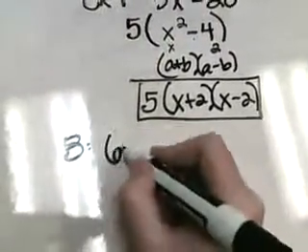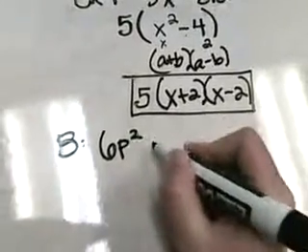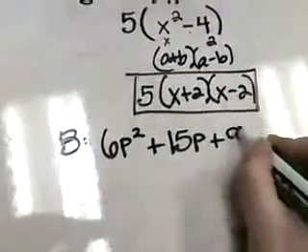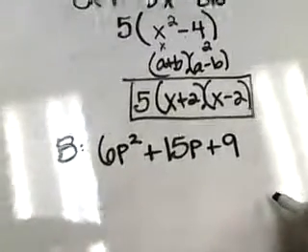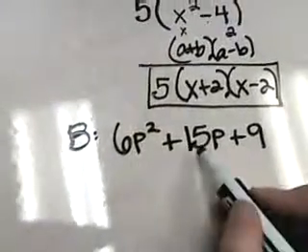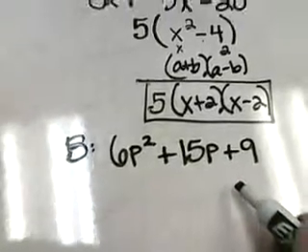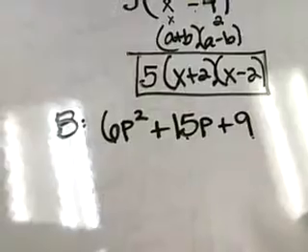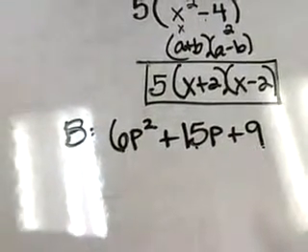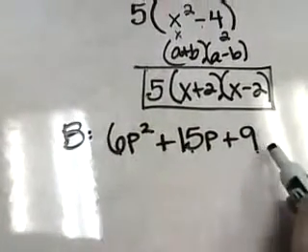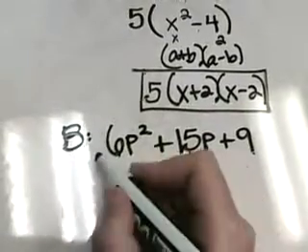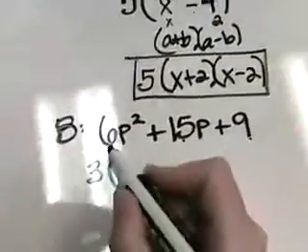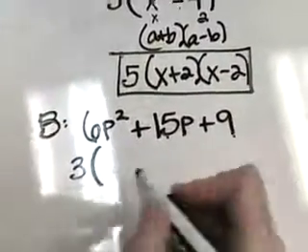Part B says 6p squared plus 15p plus 9. Three terms this time: 1, 2, 3. Can I take anything out? Can I take anything out of 6, 15, and 9? Yes, I could take a 3 out. Can I take any p's out? No, because this guy doesn't have any p. So the 3 goes out front. Now, what's left goes inside the parentheses.